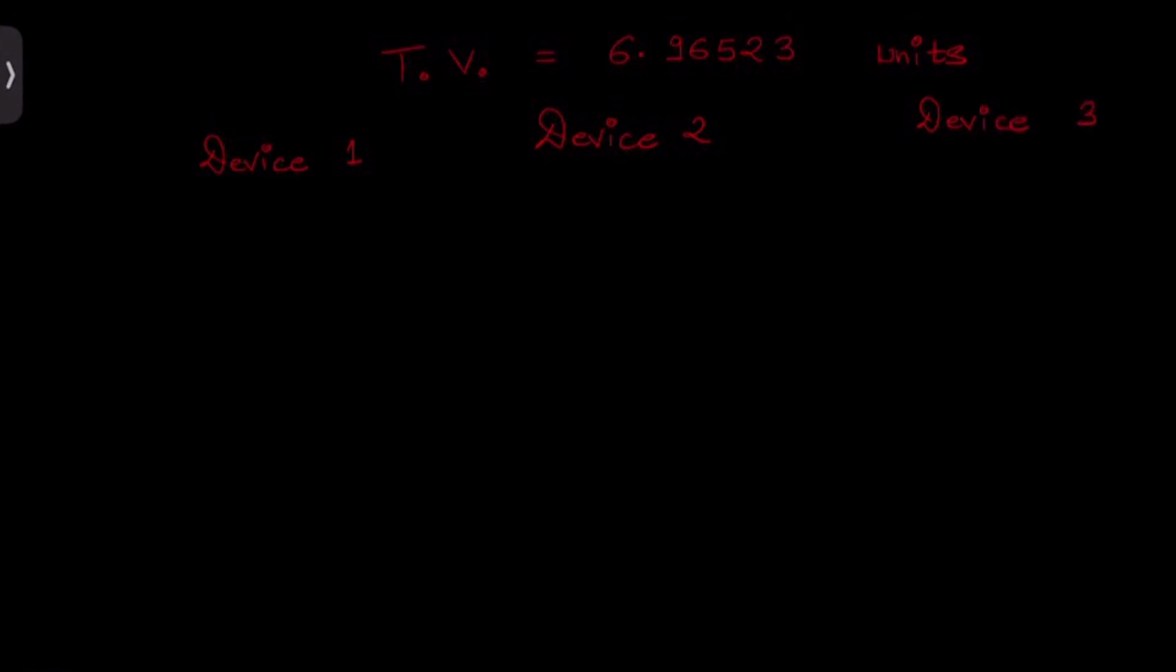Let us say the true value of a quantity to be measured is, ignoring the units for now, you can take any units, let's say the answer is 6.96523. Let us say now I have some device 1, I have some device 2, I have some device 3. Okay, let us say the first device cannot measure decimal points. No decimal points can be measured here.